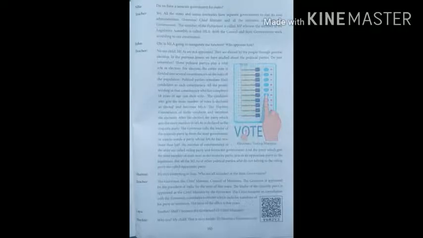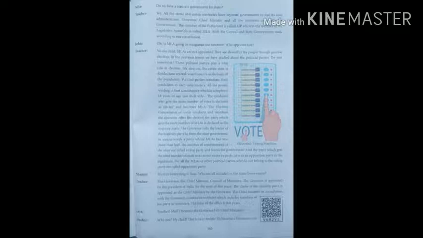Nila asked the teacher, do we have a separate government for states? The teacher answers, yes, all the states and union territories have separate governments to run their own administration. Governor, chief minister, and all the ministers constitute the government. A member of Parliament is called MP, whereas a member of the Legislative Assembly is called MLA. Both the central and state governments work according to our constitution. The state executive comprises the governor and the chief minister with his council of ministers.